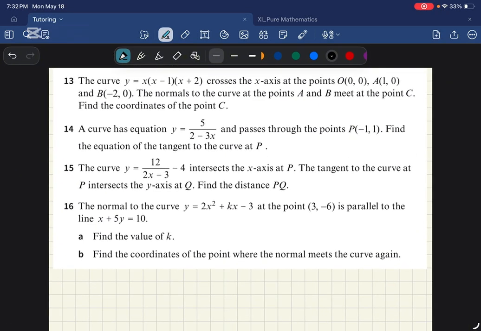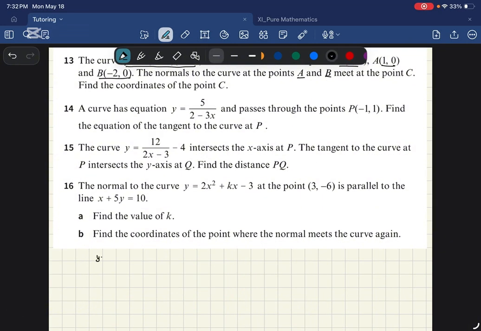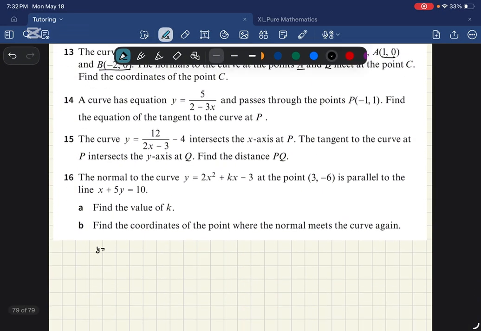Question 13. Okay. This is a curve. It crosses the x-axis at these points. Okay. So the normals to the curve at points A and B meet at the point C. So find the coordinates. Okay, so we have this curve, right? It's (x minus 1)(x plus 2).